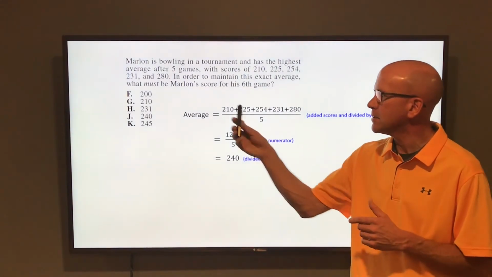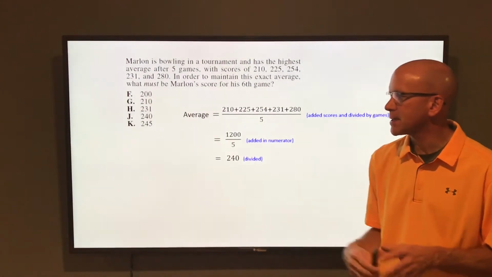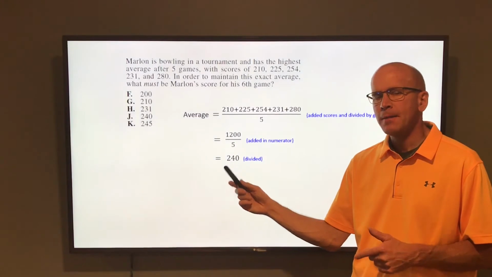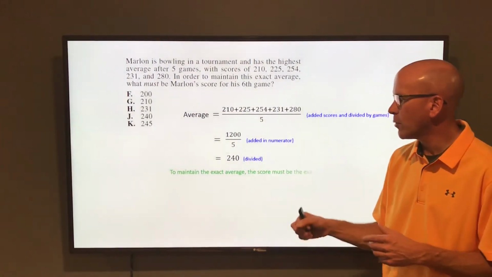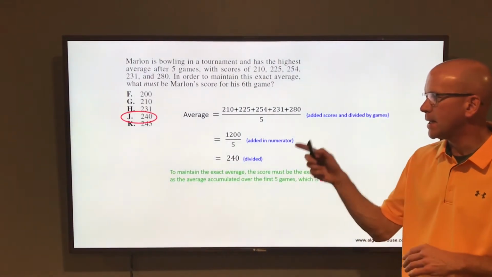Now the question is, in order to maintain this exact average, what must he score for his 6th game? Well, if he has to hit this exact average of 240, then he has to hit a 240 again. It's just common sense. In order to get a 240, his average right now is 240. He must maintain that by hitting a 240 again. Letter J.